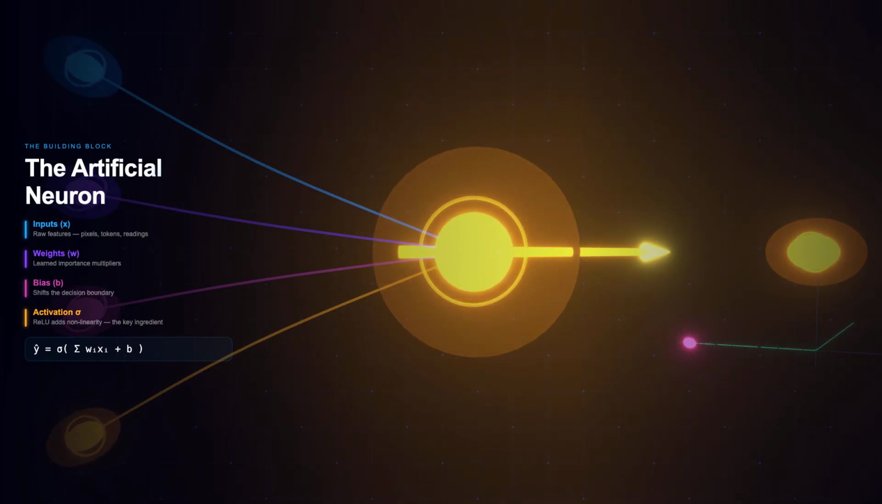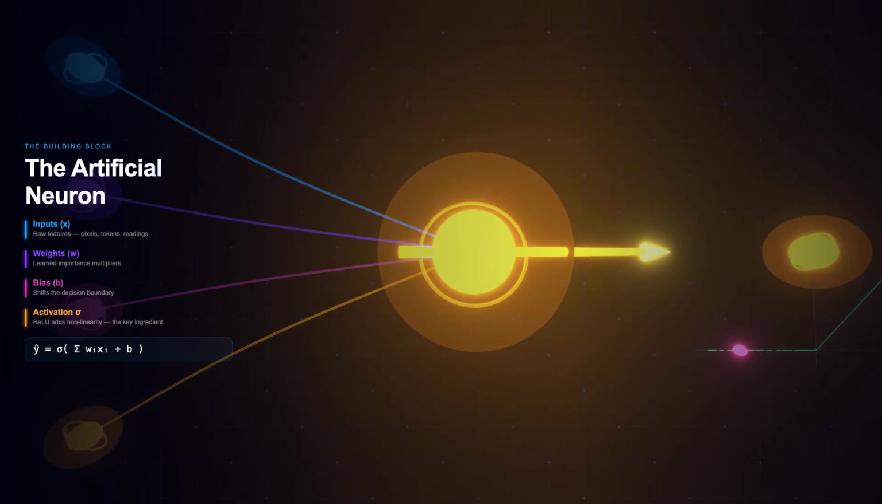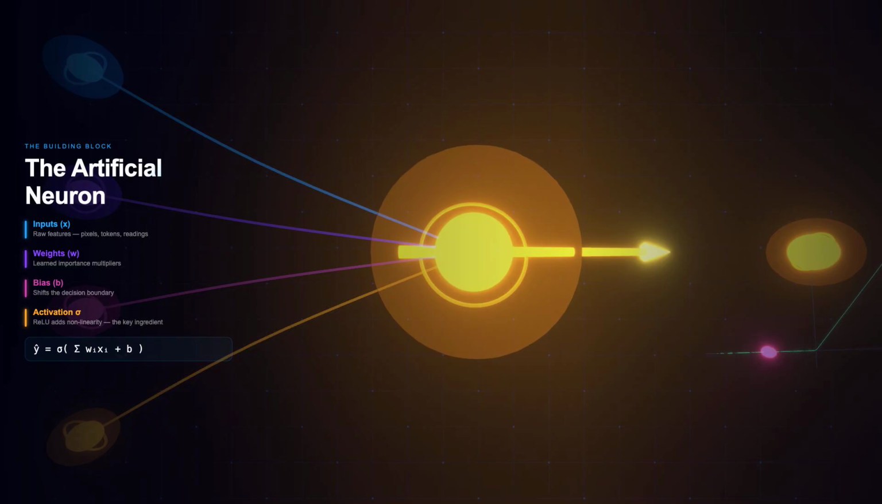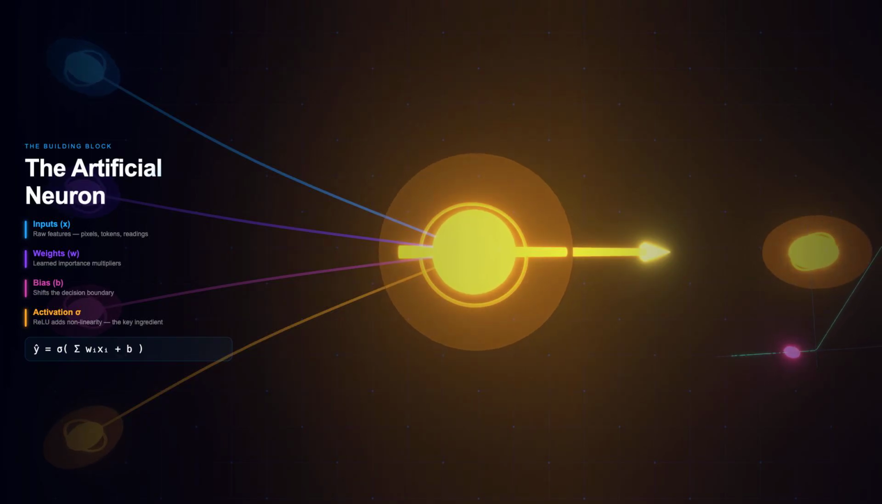Here's the magic. A single neuron multiplies each of its inputs by a weight. Think of weights as importance scores. Adds them all up, adds a bias, and then squashes the result through an activation function. That activation function is what makes neural networks nonlinear, meaning they can learn incredibly complex patterns.